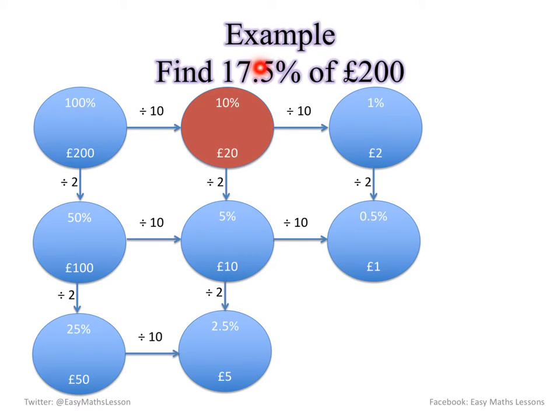All right, so now I've got my 10%. Remember, I'm trying to get to 17.5%. I've got 10% plus the 5%, and I'm going to add to that this 2.5% here, because 17.5% can be made up of 10% plus 5% plus 2.5%. So I'm going to add that together. All in all, I've got £35, which is the same as 17.5% of £200.